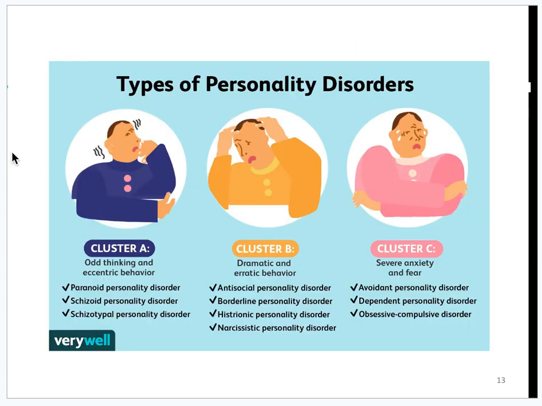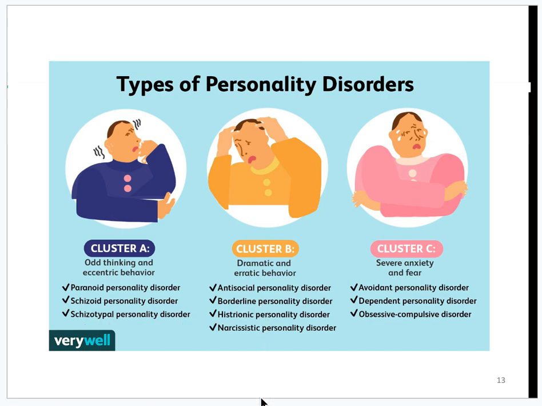Here's a little visual to help you remember the 3 different clusters. Cluster A is about odd thinking and eccentric behavior. In all 3 of these, mainly the schizotypal and the schizoid, are characterized by very odd, eccentric thinking.